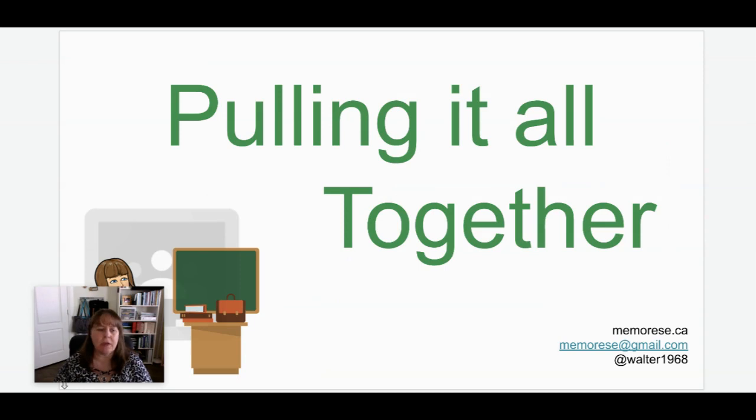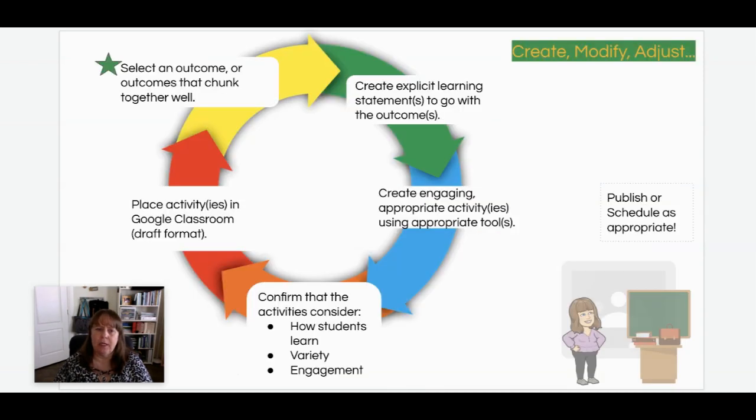So let's pull this all together. Based on everything that I've talked about in this presentation, I created this little circle of activities. So starting at the green star, select your outcome. Select a chunk of outcomes that all work together. Take those outcomes and move over and create some explicit learning statements that are going to go with those outcomes.